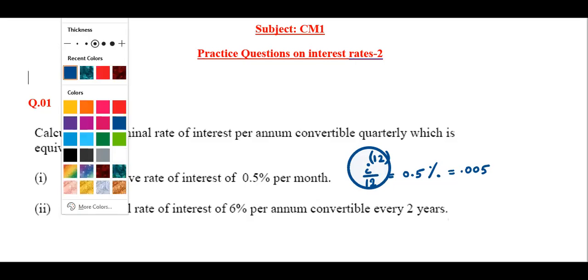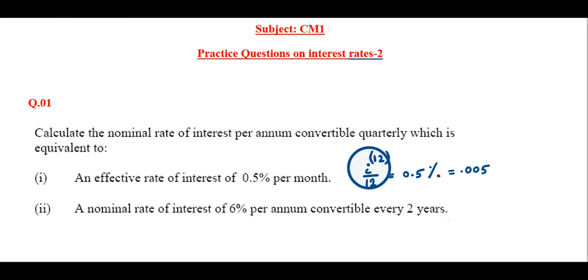So what is that you need to find here? Convertible quarterly. That means you need i4, convertible quarterly, i4. It's not the effective one. It's not converted. That's why it's i4. So you need to find i4 from i-12 by 12.